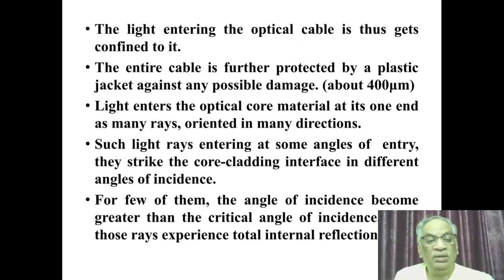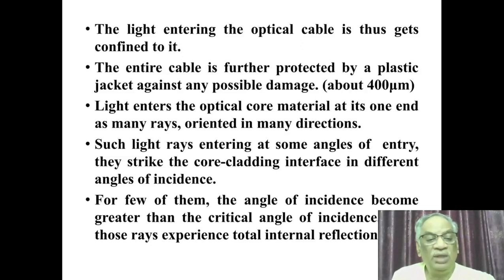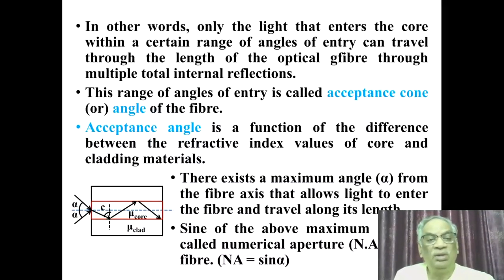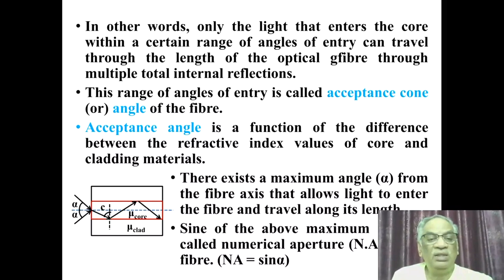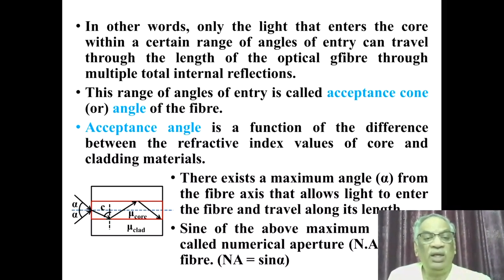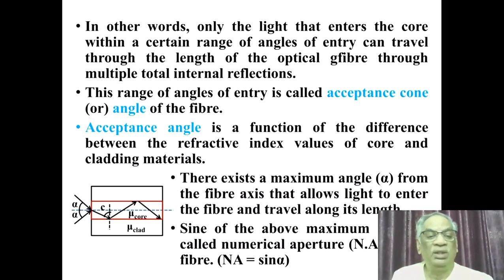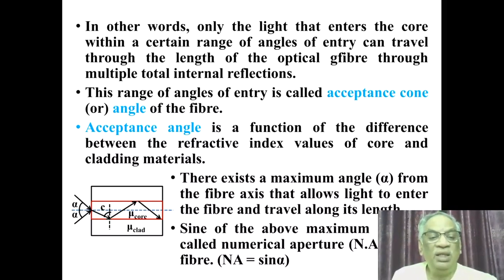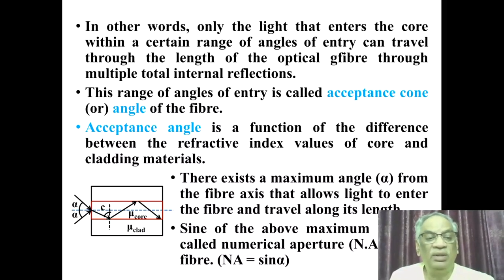The light rays entering at some angles of entry strike the core cladding interface in different angles of incidence. For few of them, the angle of incidence becomes more than the critical angle. So those rays experience total internal reflection. In other words, only the light ray that enters the core within certain range of angles of entry can travel through the entire length of the optical fiber through multiple total internal reflections. This range of angles of entry is called the acceptance angle or acceptance cone of the fiber.